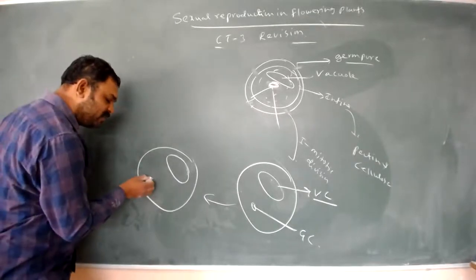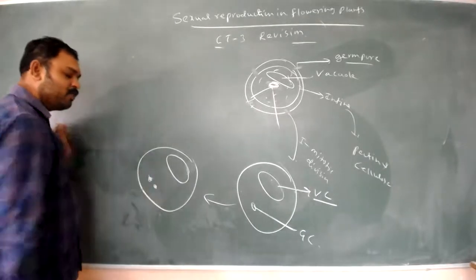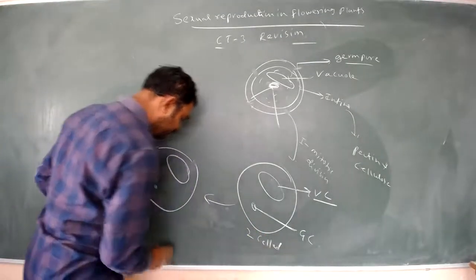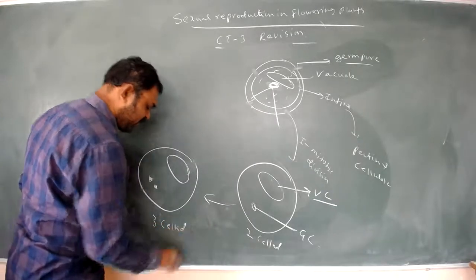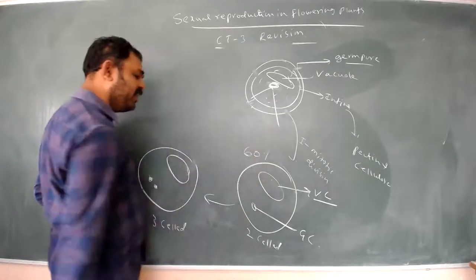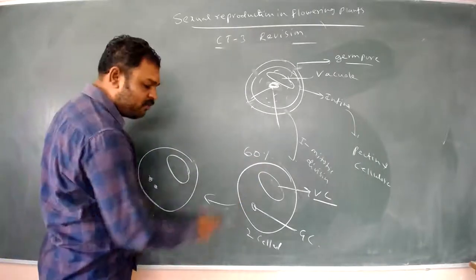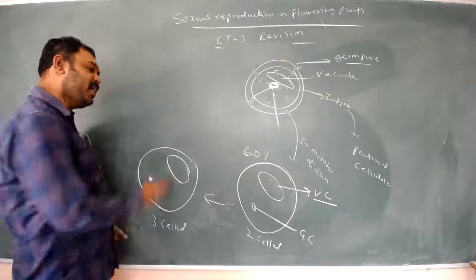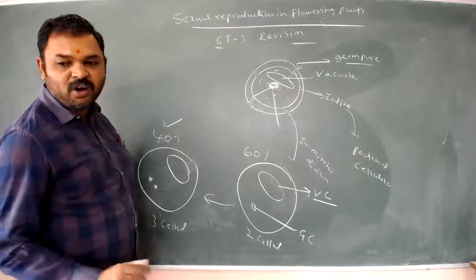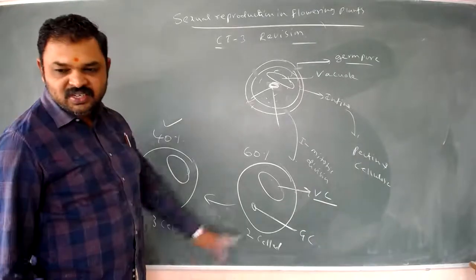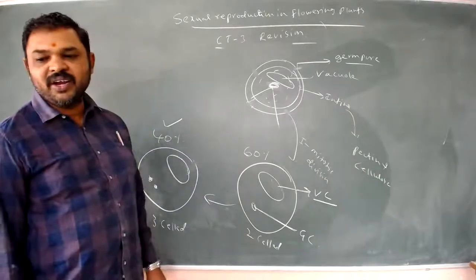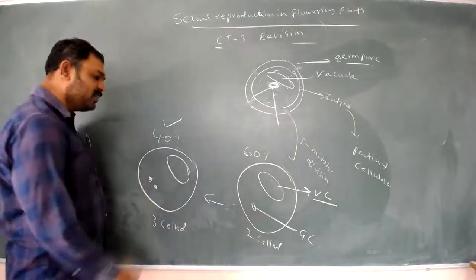Then the generative cell divides and two male gametes are formed. So this stage, how many cells? Two cell stage. And this stage is the three cell stage. But 60% of angiosperms set their pollen grains at the two cell stage, and 40% of angiosperms set their pollen grains at the three cell stage.